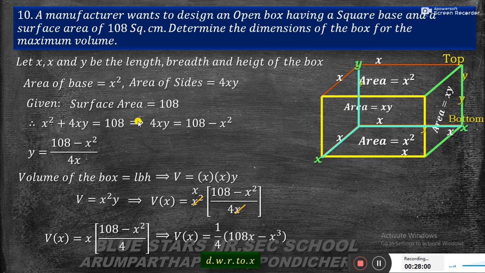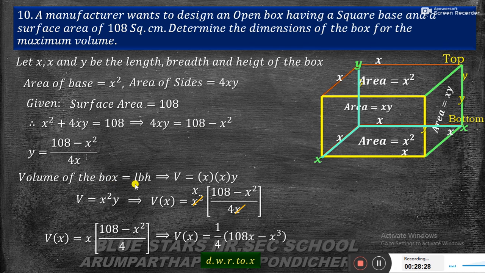Next, the surface area. They gave the surface area as 108. Surface area means the base area x² plus the area of the sides 4xy, so x² plus 4xy equals 108. Therefore 4xy equals 108 minus x². In the next step, y equals 108 minus x² by 4x.